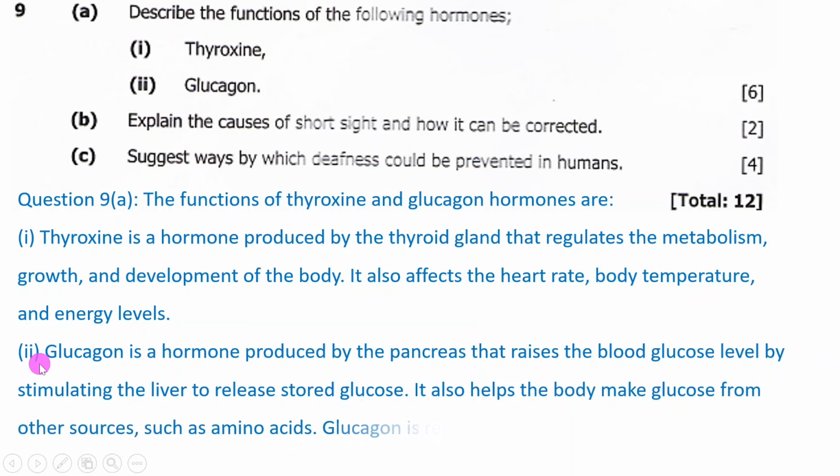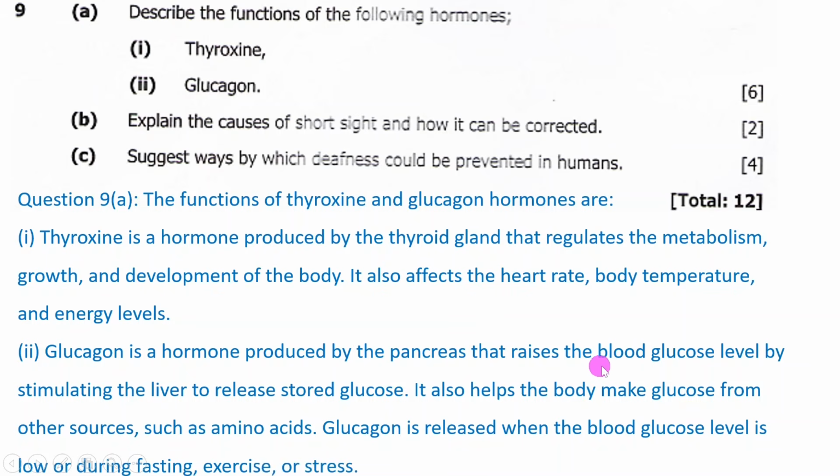Then we come to glucagon. We are saying glucagon is a hormone produced by the pancreas that raises the blood glucose level by stimulating the liver to release stored glucose. It also helps the body make glucose from other sources such as the amino acids. Glucagon is released when the blood glucose level is low or during fasting or exercise or stress. All right, we have answered A, part 1 and part 2.